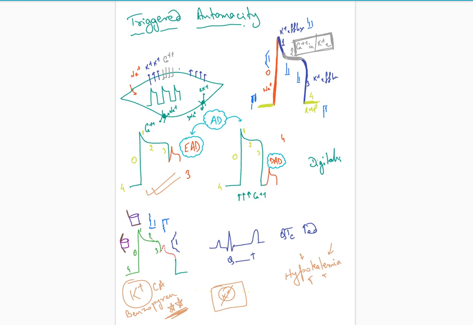Okay, and remember, if there is early after depolarization, do you realize one more thing, that the QRS complex will take place, but between the QRS and the T wave there will be a long delay. So I can say that QT interval prolongation will take place.